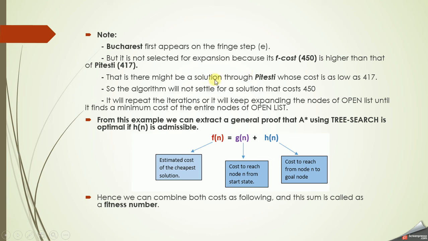That is, there might be a solution through Pitesti whose cost is as low as 417. So the algorithm will not settle down for a solution that costs 450. It will repeat the iterations, or it will keep expanding the nodes of the open list until it finds the minimum cost of the entire nodes of the open list.